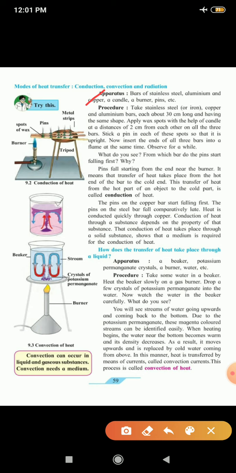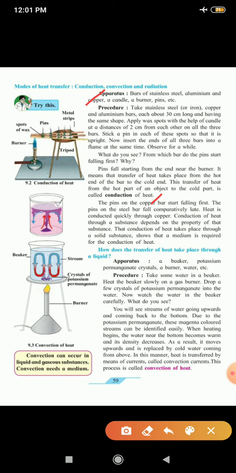This transfer of heat from the hot part of an object to the cold part is called conduction of heat. So you can underline that sentence. The transfer of heat from the hot part of an object to a cold part is called conduction of heat. So in conduction, heat is transferred due to contact. Just remember that.